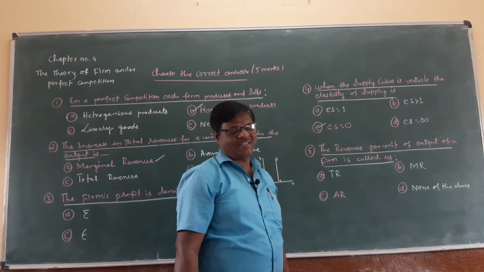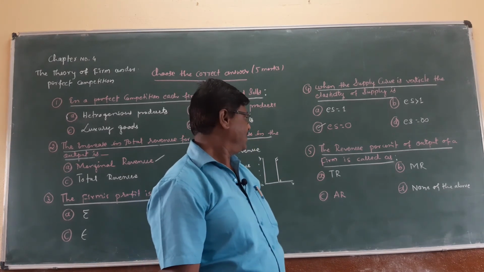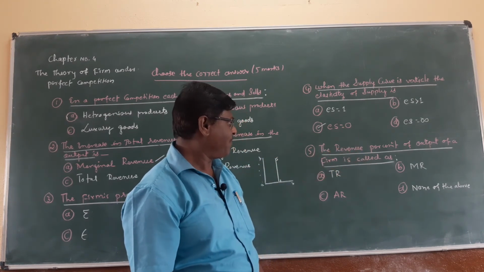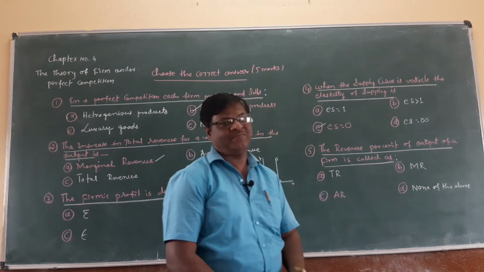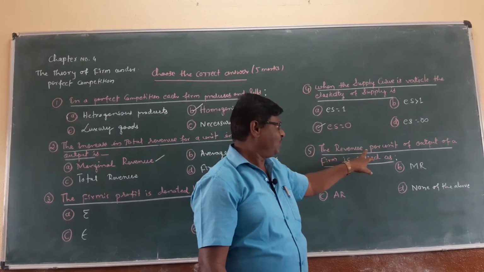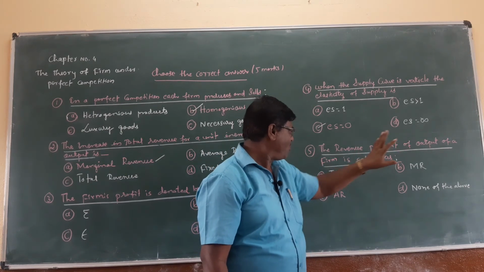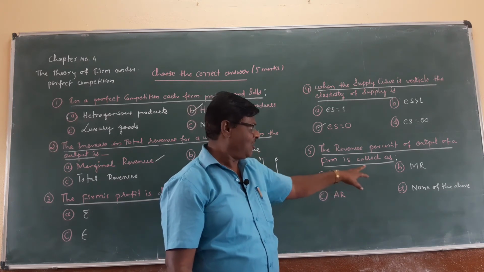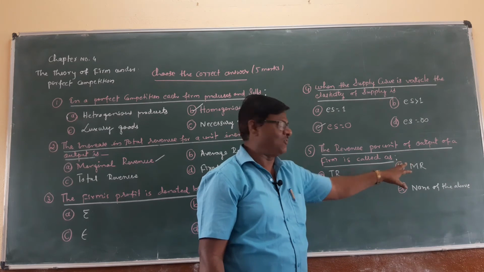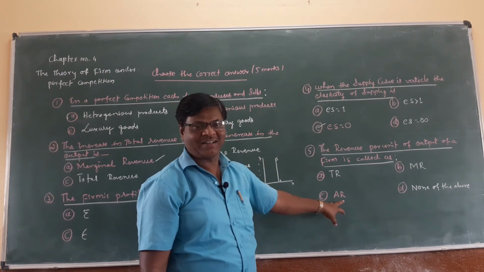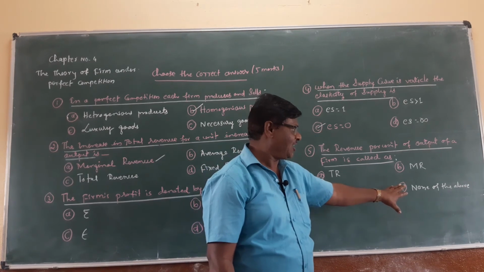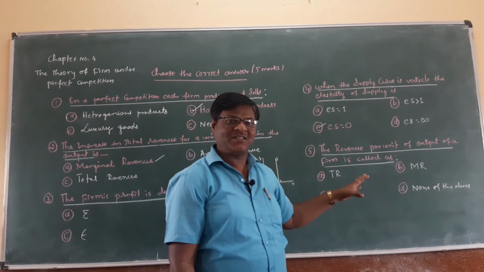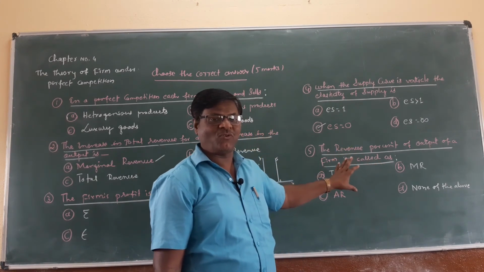And the last question, that is the fifth question. The revenue per unit of output of a firm is called as, option A, TR, total revenue. Option B, MR, marginal revenue. Option C, AR, average revenue. Option D, none of the above. Which answer is right among these four options?